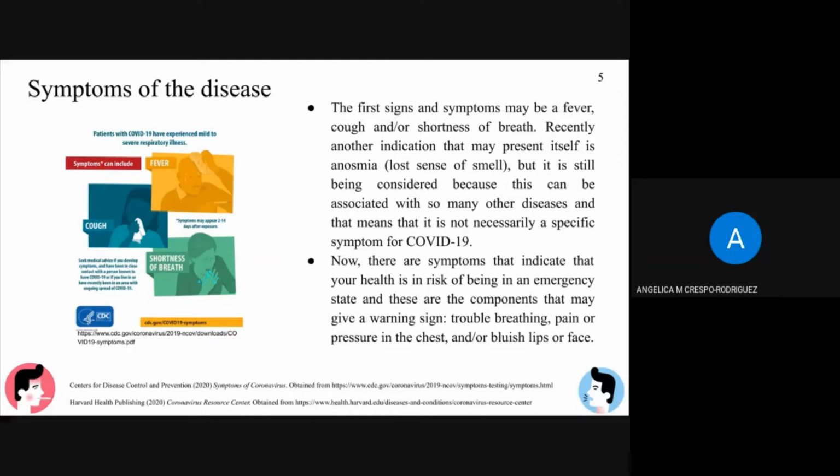Now, there are other symptoms that indicate that your health is at big risk, and these are the emergency warning signs: trouble breathing, pain or pressure in the chest, and/or bluish lips or face. Next, please.